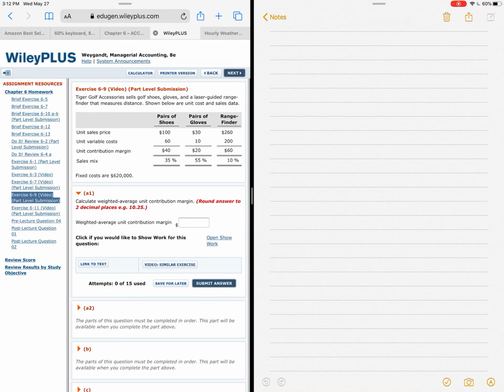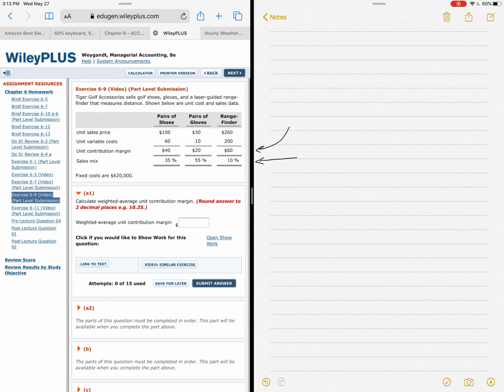So to do this, the first thing we want to find out is our weighted average unit contribution margin. They've already given us here in this line our contribution margin per unit for each product. They've also already calculated our sales mix. So we have that information. We'll use that to find that weighted average contribution margin.